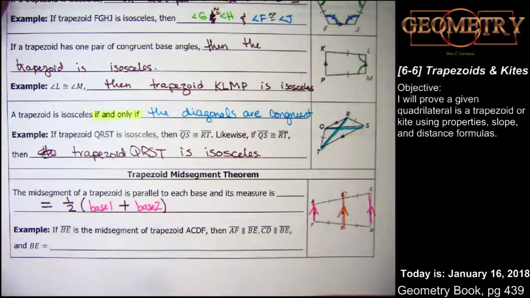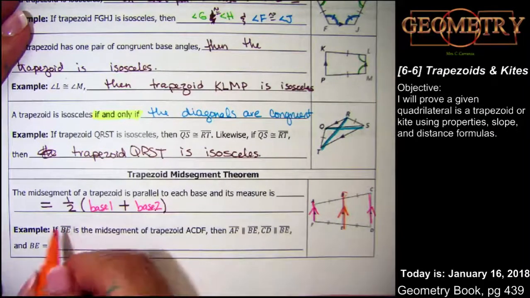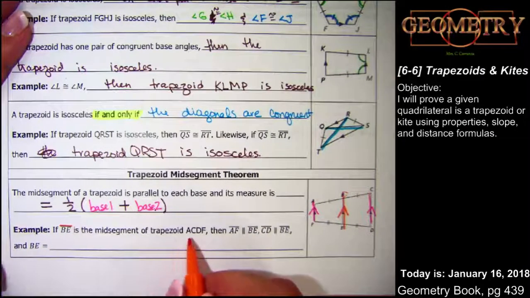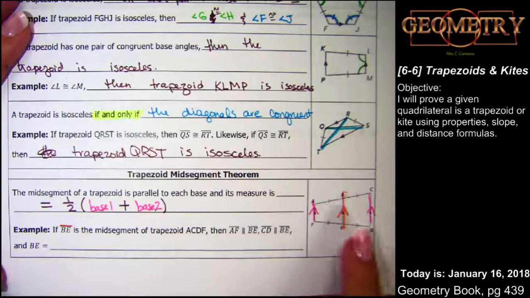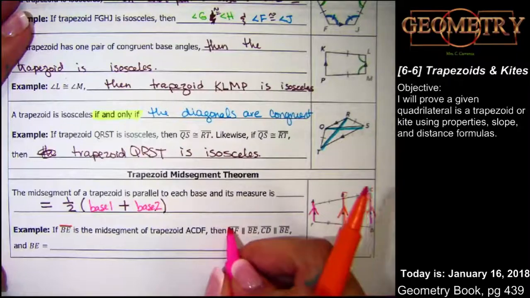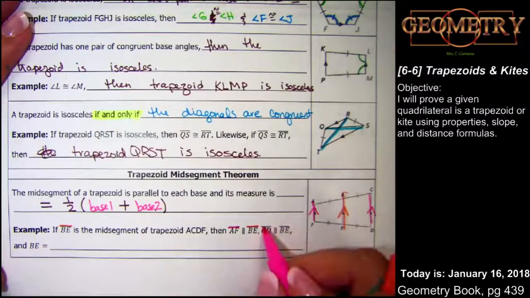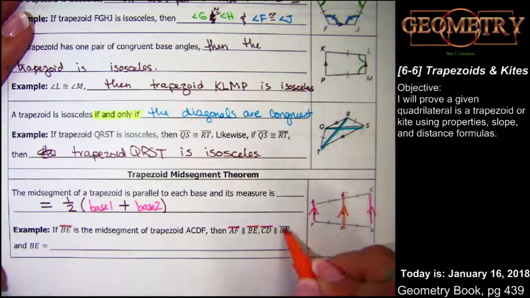Let's fill out the example just so that you get that practice of filling in the formula, and then we're going to use a lot of this stuff coming up in just a bit. If BE is the mid-segment of trapezoid ACDF, like in this picture here on the right, then line segment AF is parallel to line segment BE. Line segment CD is also parallel to line segment BE.